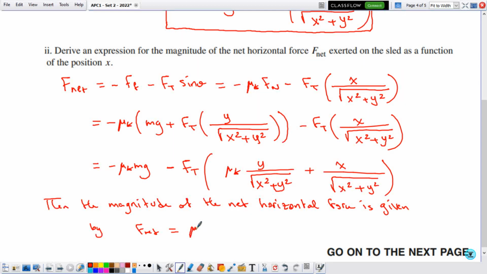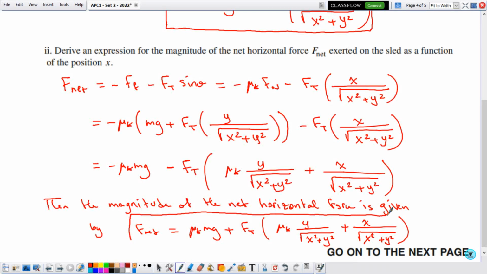For the reason that I have stated previously, we should take the absolute value, plus Ft multiplied by mu k multiplied by the fraction, which is y divided by radical x square plus y square, the Pythagorean sum, plus x divided by radical x square plus y square, and now we close the bracket. Then basically this is our solution for part C, idea 2.